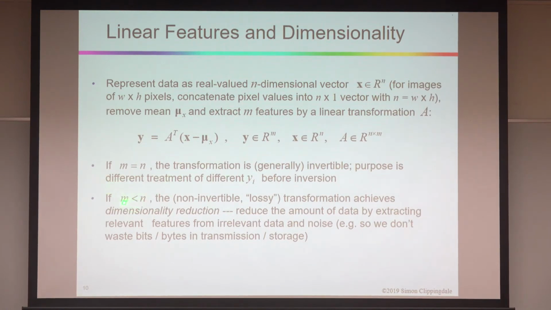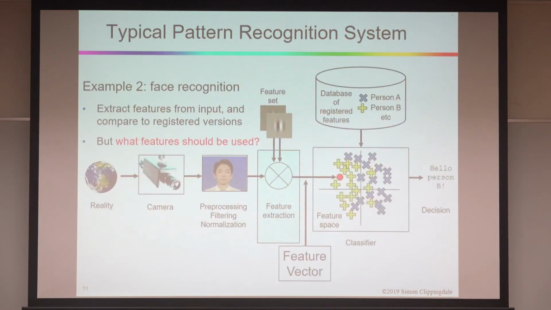Okay. If, however, there are fewer features than pixels, the transformation is not invertible. It's said to be lossy, and that achieves dimensionality reduction because m is less than n. So you're extracting fewer features than there are pixels, which raises the question of what are the most relevant features to extract from irrelevant data and noise, so as not to waste bits transmitting and storing them.